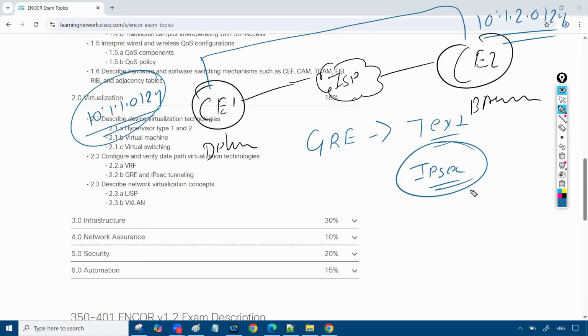IPsec is a protocol that is going to encrypt your data, so only the legitimate user can decrypt it. Only the legitimate user can understand your data. So if an attacker is in between, they cannot understand your data. If you want security over GRE, you can implement the IPsec protocol.